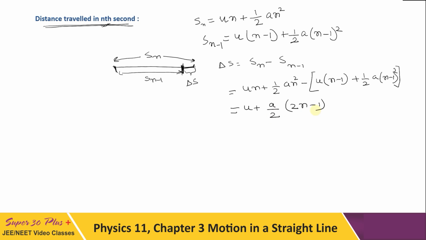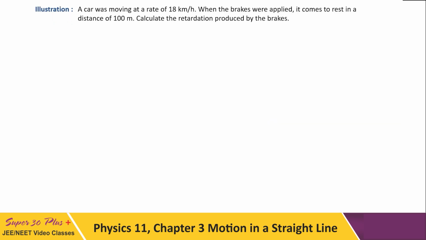Whenever it is asking for distance travelled in 5th second, in 6th second or any particular second, you can use this formula directly. Do remember, this is valid only if acceleration is constant. Otherwise you have to proceed through the general derivation, that is a is equal to dv by dt and v is equal to ds by dt, which is applicable everywhere. Now I am taking some illustrations to clarify all the concepts you have learned till now.